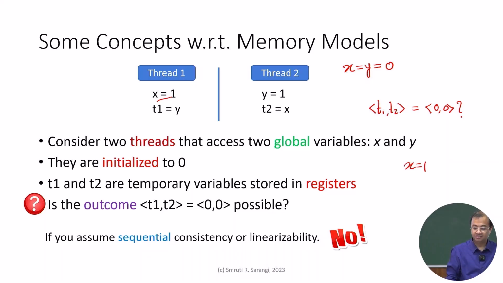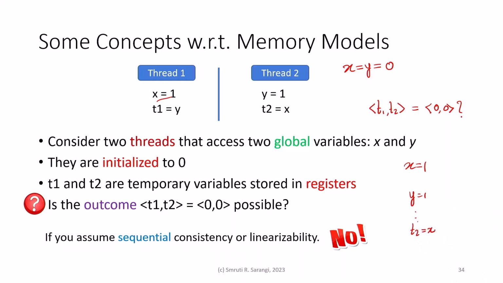Whatever happens, ultimately you'll have y equal to 1 and then T2 is equal to x. For it to be a legal execution, T2 has to be 1. And so is the case for the other one. So because we cannot find an interleaving, it is not sequentially consistent. However, if you run this piece of code on any real machine, including this laptop over here, you will find this outcome, T1, T2 equal to 0, 0, come.